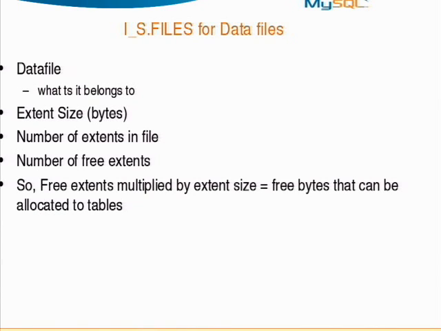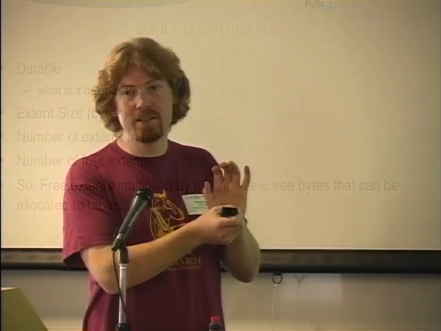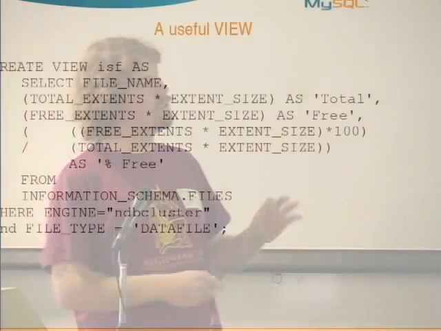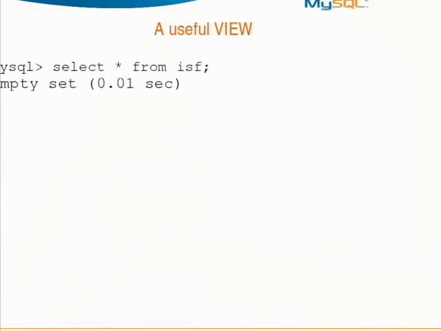So, information schema files for data files. We have a data file, what tablespace it belongs to, what the extent size is, the number of extents in the file, and the number of free extents. The free extents multiplied by the extent size equals the free bytes that can be allocated to tables. We're not reporting here the free space inside the extents already allocated to a table. We're saying how many extents can be added to any tables. You can use useful views to get a df-like output.